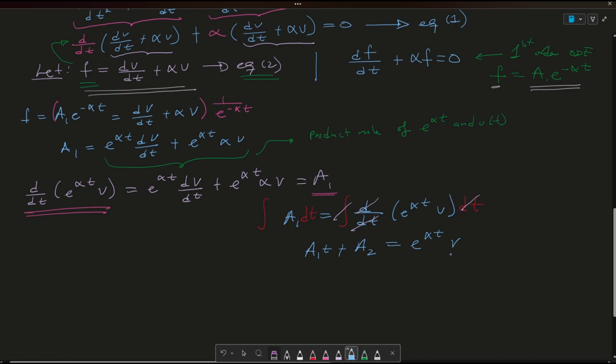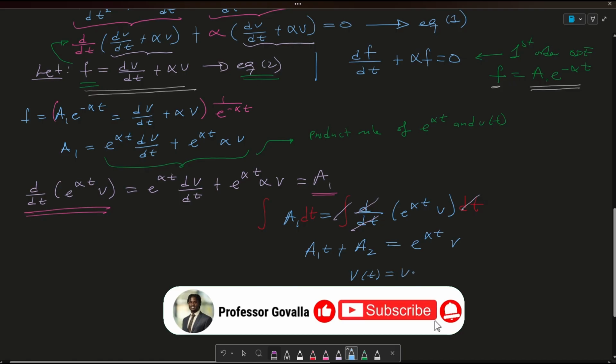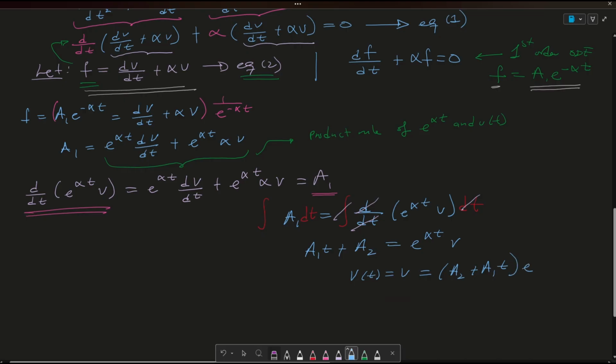The goal of this case is to find v of t. So I can say that v of t is equated to this a2 plus a1 t, times e to the minus alpha t. And this here is my final solution because it satisfies two initial conditions: the initial voltage across my capacitor and the initial current across my inductor.